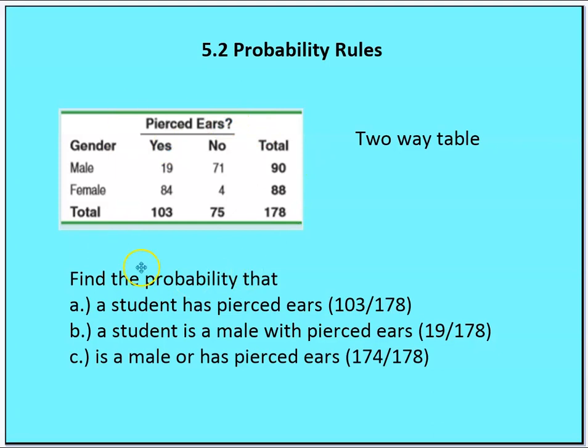So here we're using a two-way table to interpret probabilities. Basically, they're relative frequencies, but we have to interpret also what is being asked. For example, when we ask or, it's either going to be male or yes, but then we have to consider double counting for 19 and take that back out. All right, so it would be just 90 plus 84.